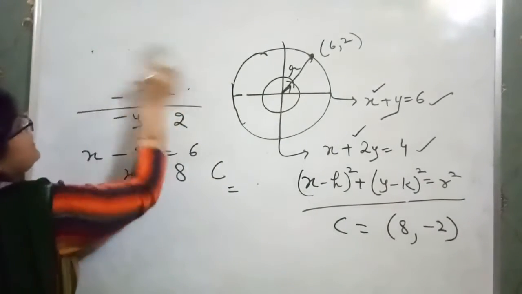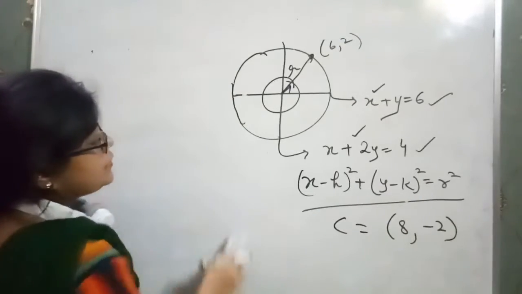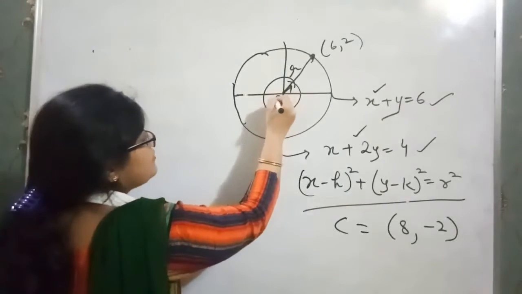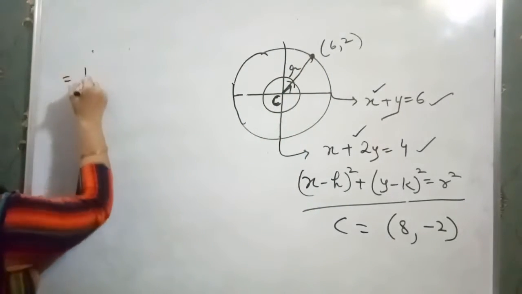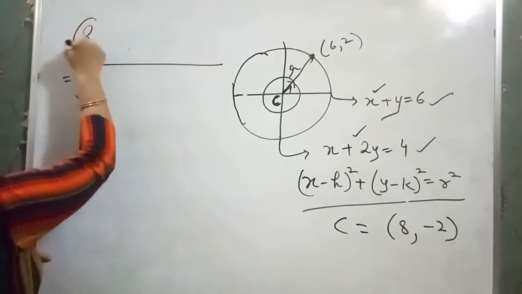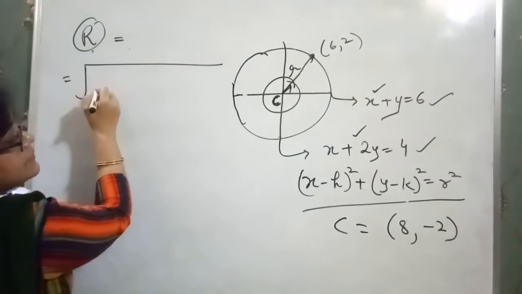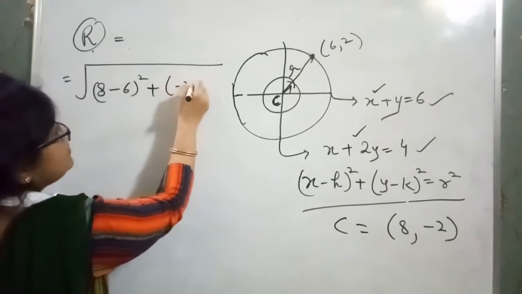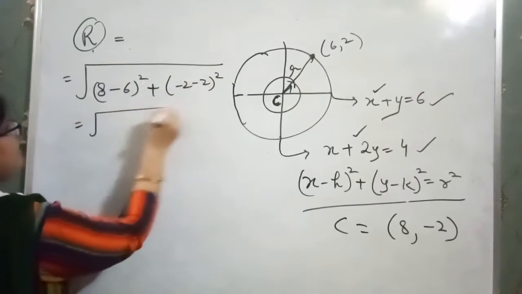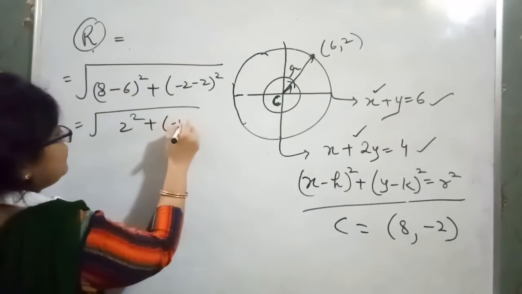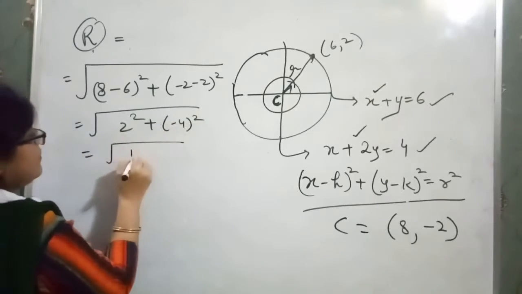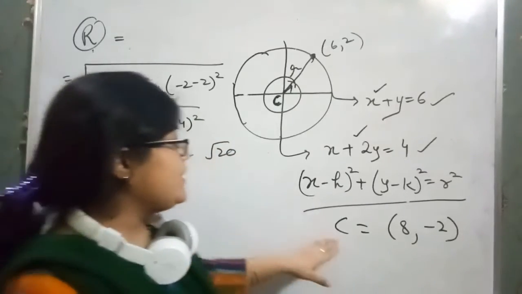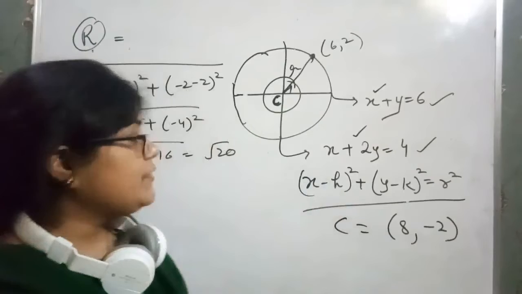Now we have to find the radius of the circle, and then we can use the standard form. What is the radius? The radius is the distance from the center to this point, and we can easily calculate it from the distance formula. That means (8 minus 6) whole square plus (minus 2 minus 2) whole square. So we have 2 square plus minus 4 whole square, that is 4 plus 16, so the radius is under root 20.